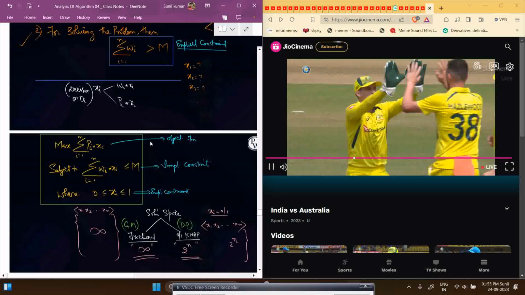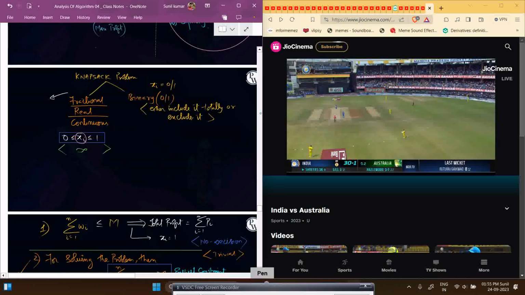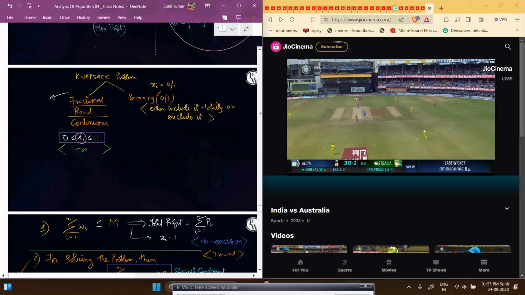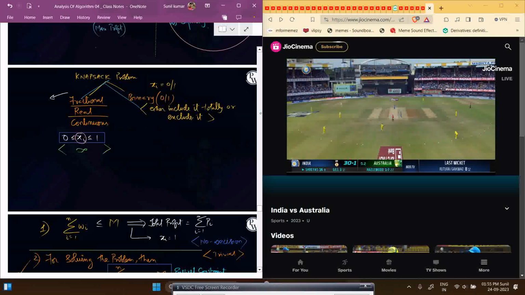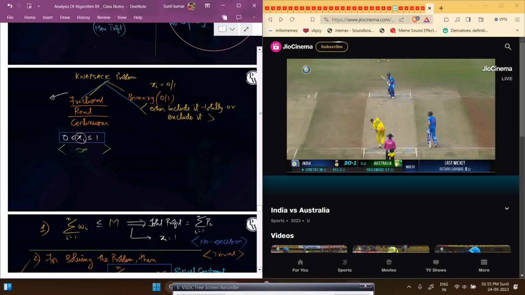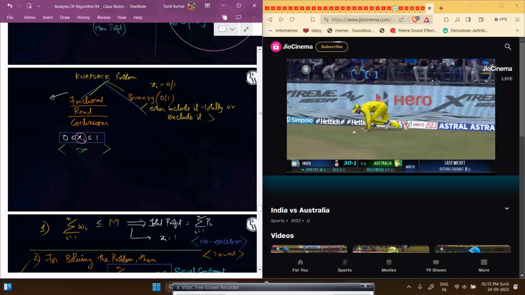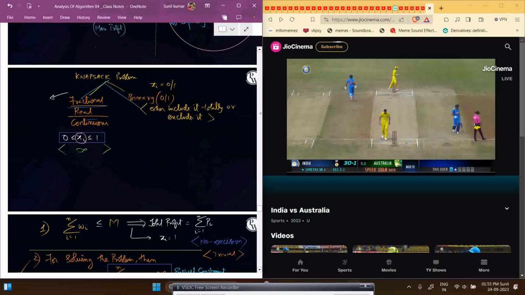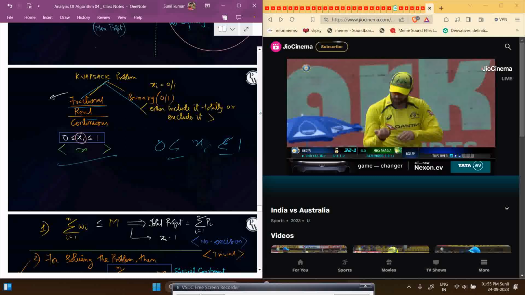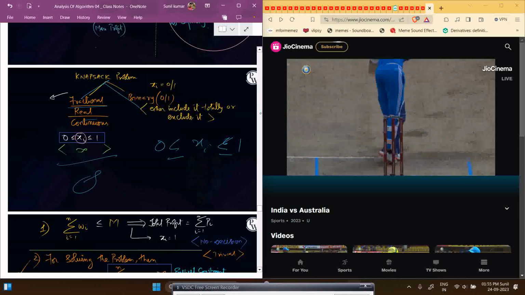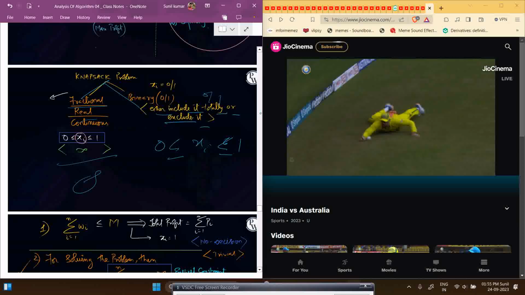Let's see how we are going to deal with the knapsack problem. There are two types of knapsack: the fractional knapsack and the binary knapsack. Fractional means it can be divided, any number of times. But binary knapsack is 0 or 1, which means an object is either included totally or excluded.